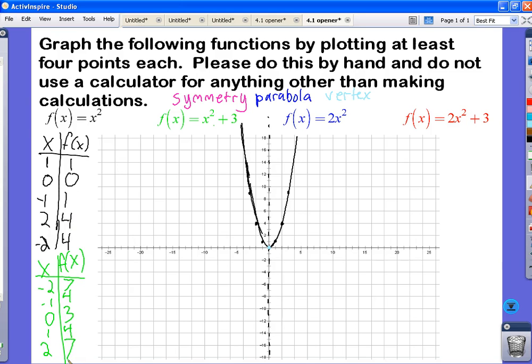You see that symmetry again? Magic. Symmetry. It's not magic, it's math. 0, comma 3, 1, comma 4, negative 1, comma 4, 2, comma 7, negative 2, comma 7.